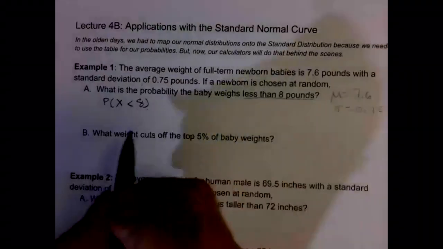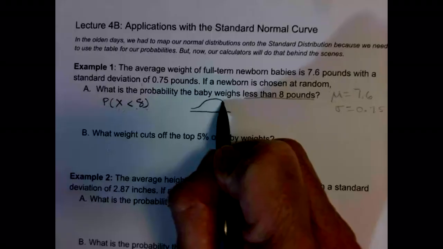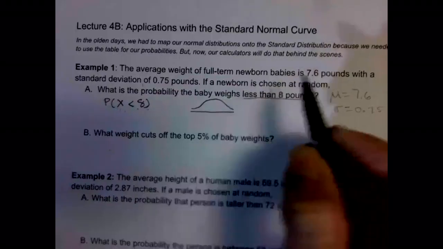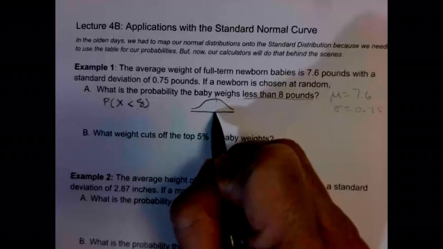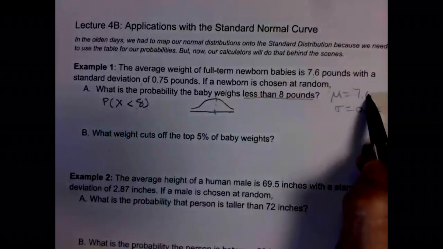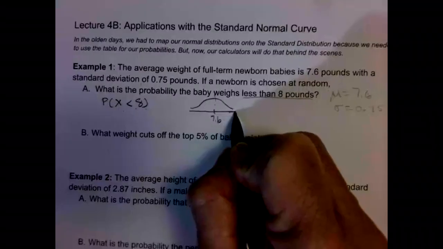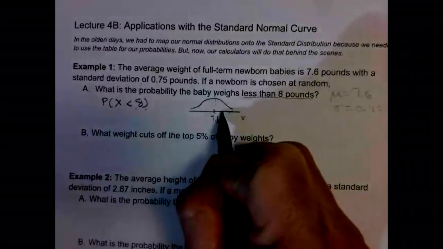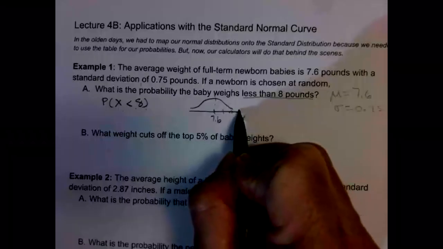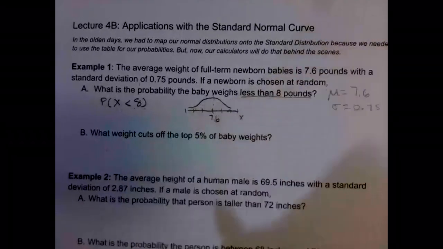Now we're going to draw our picture, so we make sure we get everything in the right order. So we draw a normal distribution. It's not the standard one. In the middle goes the mean, exactly 7.6. So these now are the X values, not the Z values. And then we go out by a standard deviation. You can use your calculator to come up with those values.